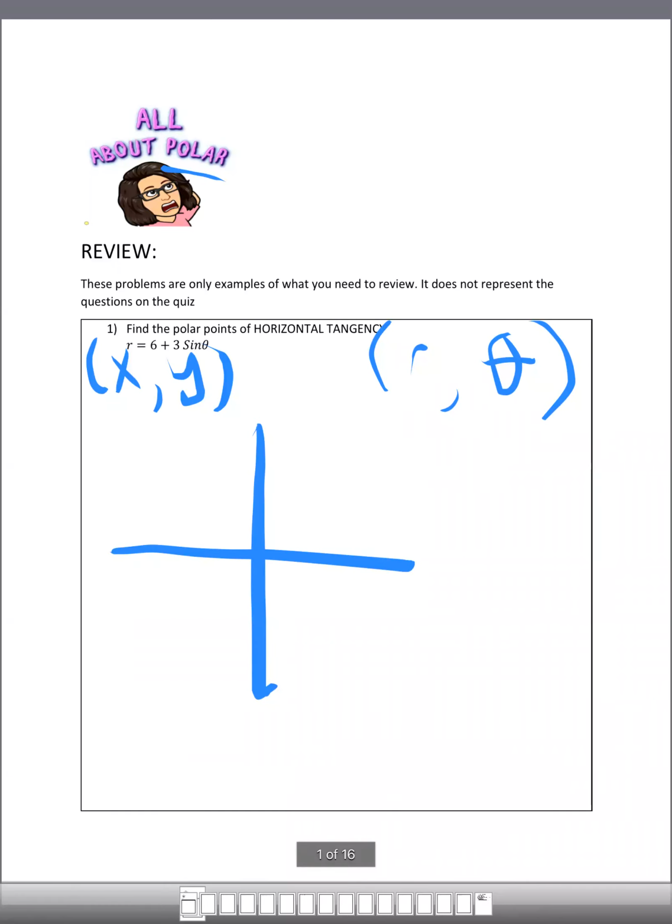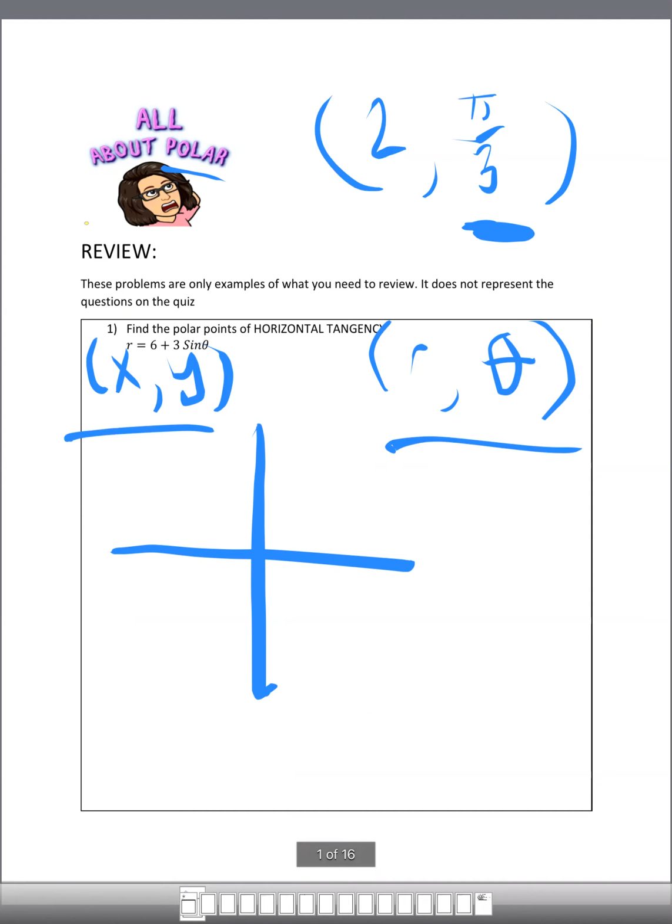So let's say that you had a polar coordinate. Let me make one up. Let's say that you had 2 comma pi over 3. And you know that this is polar because the theta value is usually an angle, so it's the pi usually. This is an indicator that it's polar and not regular rectangular. We know that r is equal to 2 and theta is equal to pi over 3.